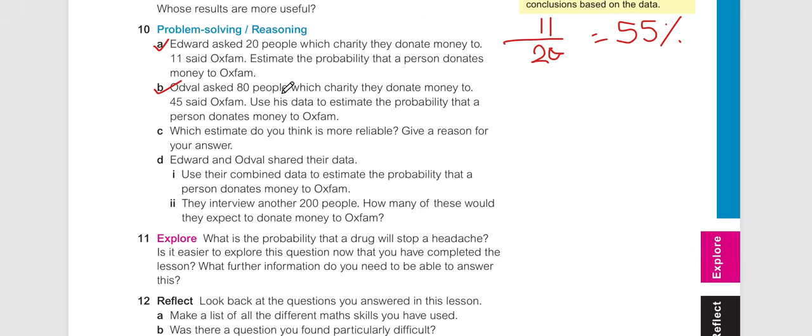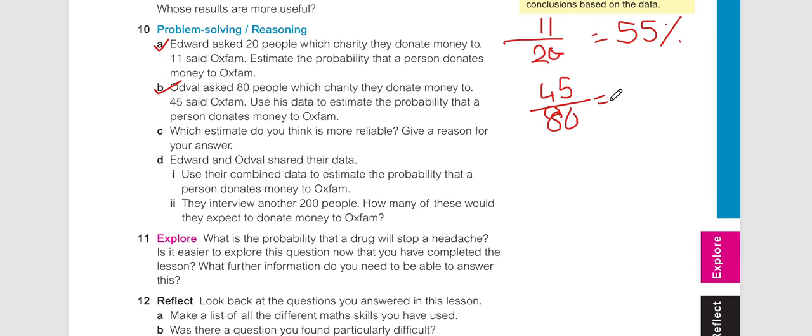Odwell asked 80 people which charity they donate money to. 45 said Oxfam. Use his data to estimate the probability that a person donates money to Oxfam. So without telling, estimate the probability that a person donates money to Oxfam, they tell you something else. Use his data. Small changes but the same thing you need to do. So how do you do it? 45 said they are giving to Oxfam out of a total of 80.